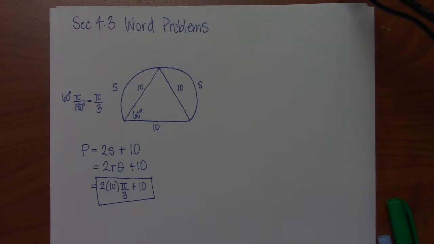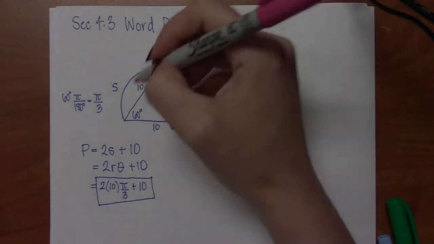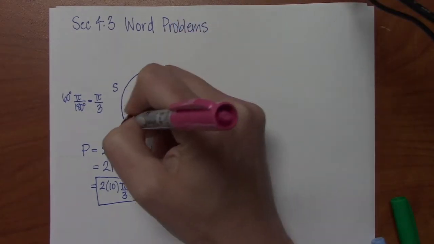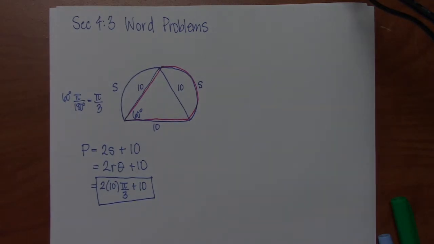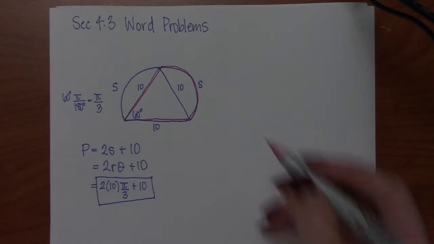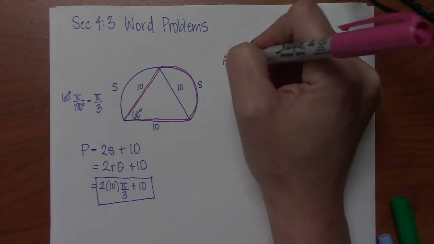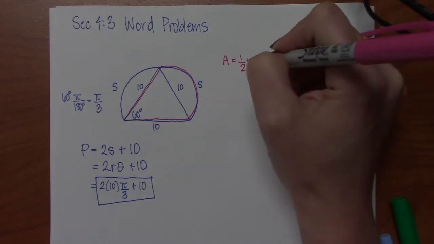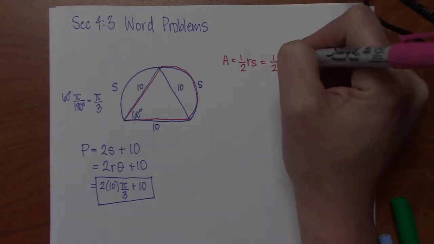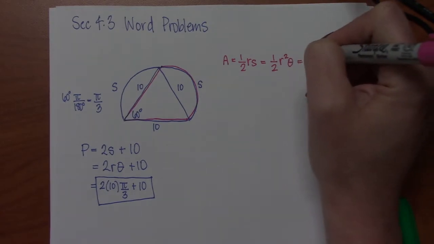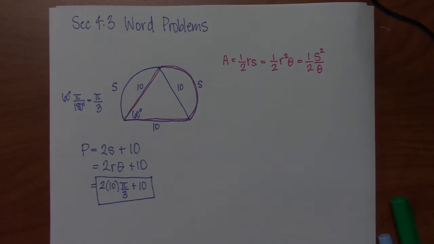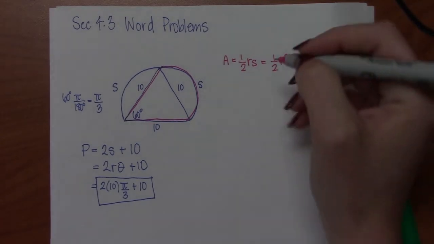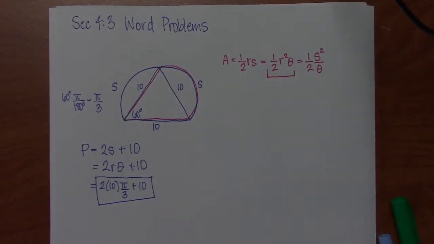To calculate the area, what's going on here is these two sides of the triangle make up a sector of a circle. So we can calculate the area of that particular sector. And we actually have three options, right? We can calculate it using 1/2 rs, we can do 1/2 r squared theta, or we could do 1/2 s squared over theta. But since I don't know what s is, we know r and theta, it's going to make sense to use this version of the area formula.